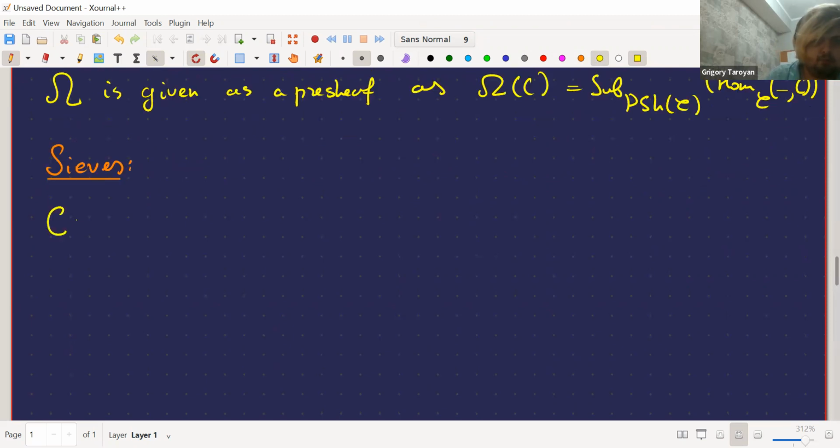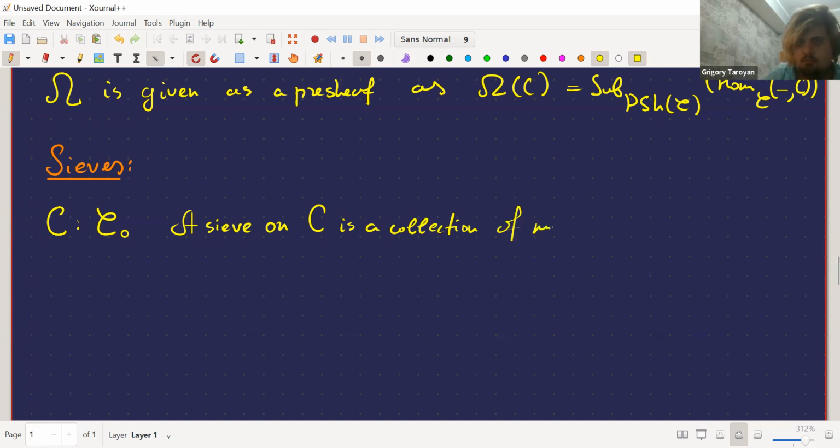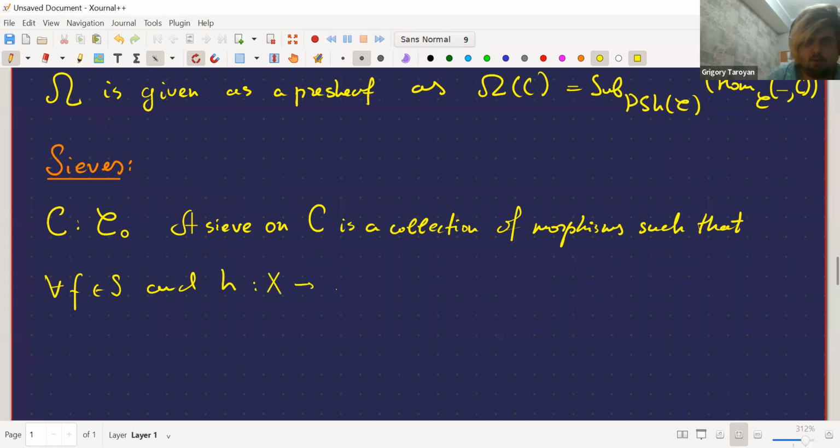Okay. So first of all, let C be an object inside of the category curly C. A sieve on C is a collection of morphisms S such that for any F inside of S and H a morphism from X to the domain of F, we have FH also belongs to S.